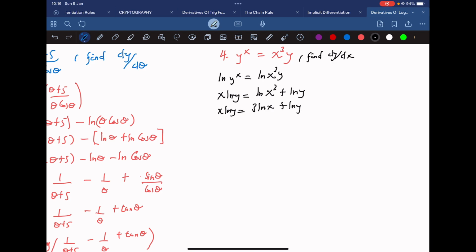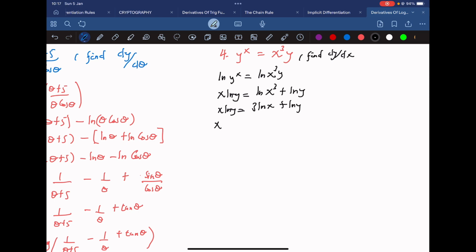Right? So now the next thing to do is we have to differentiate. And to differentiate, we have to use implicit differentiation. Remember, on the left hand side, we have x and ln of y, so differentiating, we have to use the product rule. For the product rule, remember, we hold the first term in place and we differentiate the second term. So if we differentiate the second term, we have 1 over y dy dx. Then plus, we differentiate the first term. If we differentiate x, you have 1. Then you multiply it by ln of y. So you have this.